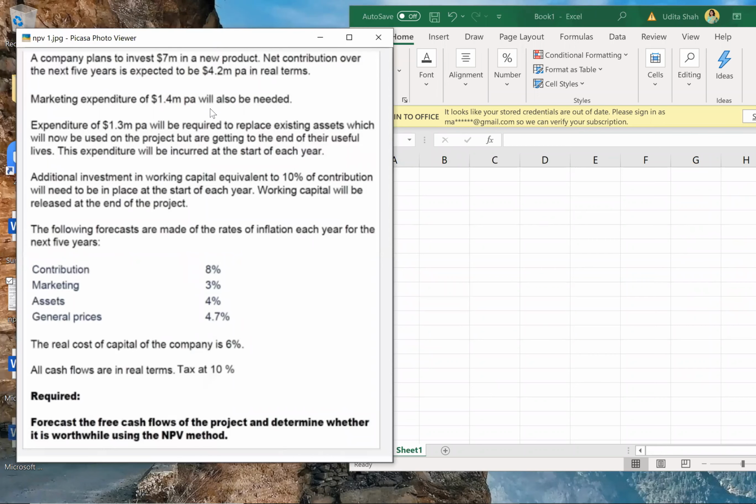A company plans to invest $7 million in a new product. Company plans to invest $7 million means it is the initial investment. Net contribution over the next 5 years is expected to be 4.2 million per annum in real terms. They are using the words that I taught. Real terms means real cash flow, and real cash flow is without inflation.